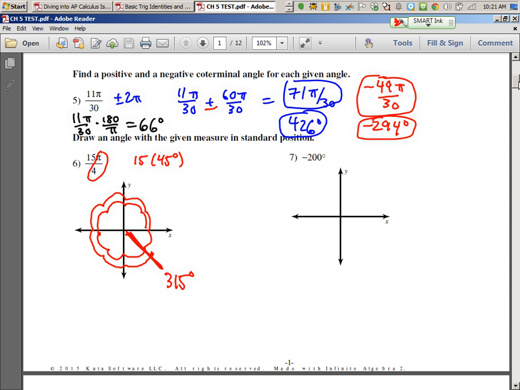So I just basically, each of these little bubbles represents 45 degrees. I just did 15 of them, going all the way around. Okay, negative 200 means you're going backwards 200 degrees. So this is 90, 180, and a hair. So it looks like a good drawing might be something like that. So make sure you always go counterclockwise with the negative angle.